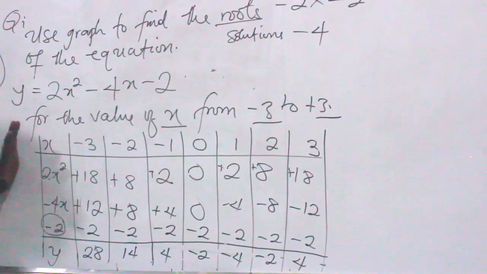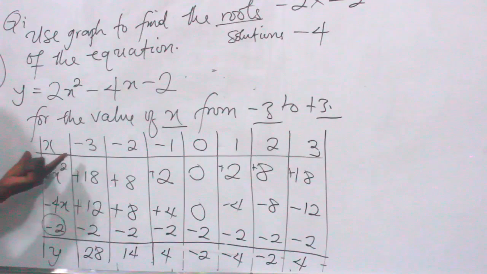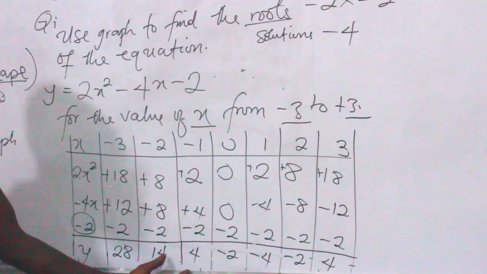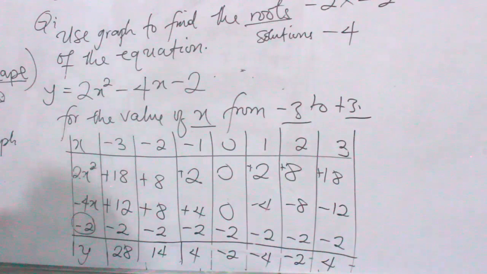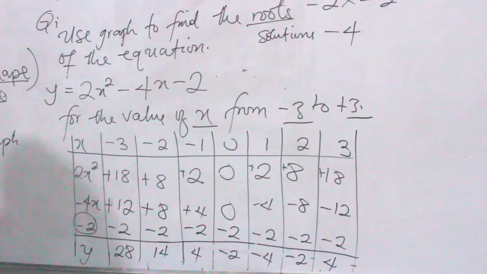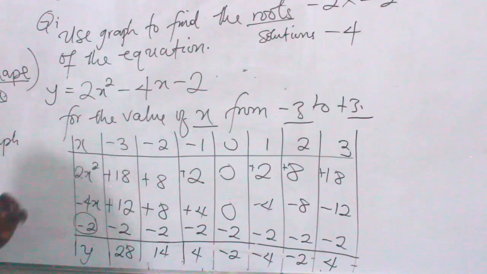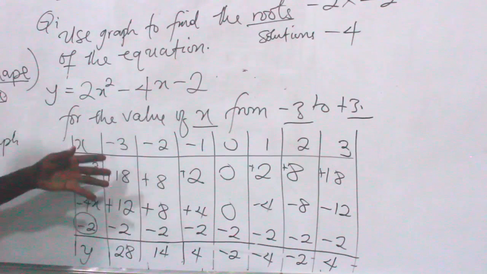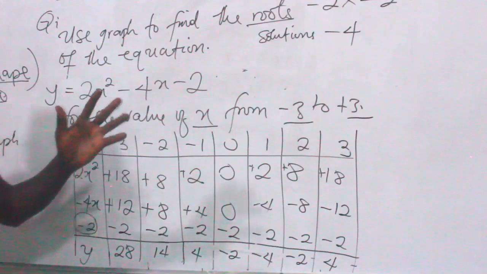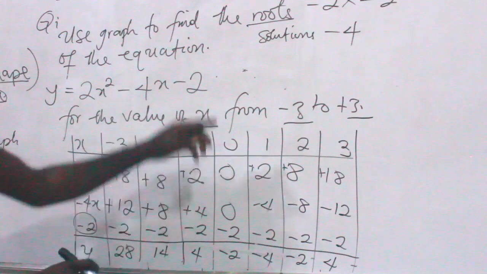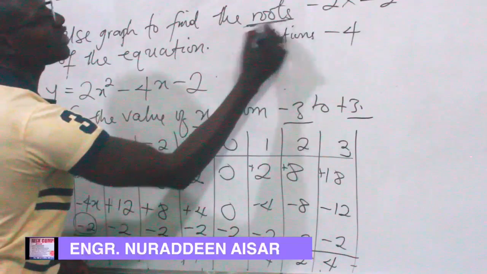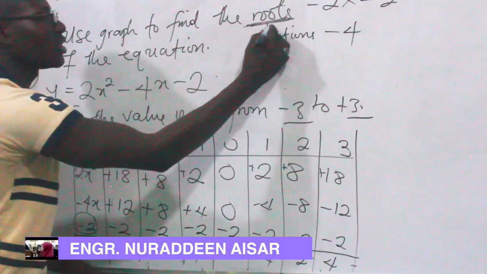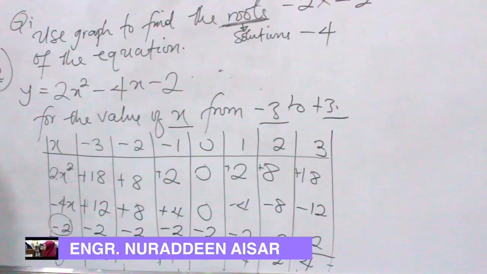So the table is now completed with the values of x given, and then the values of y are found. Now, let us summarize the table and then plot the graph using the values. We can use the table to plot the graph, and at the same time to find the roots as mentioned earlier. The root means the solution. Now let us summarize the table.